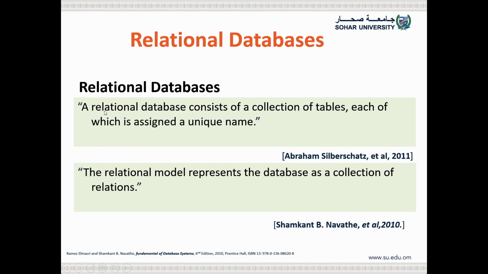Relational database consists of a collection of tables. What does this mean? A collection of tables. These are entities. We create an entity by creating a table. Okay? So we create the table and then we give it a name, a student.